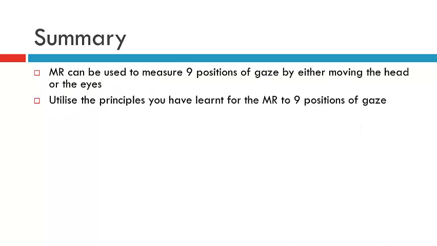So in summary, you can utilise the Maddox rod to assess a patient in 9 positions of gaze. You just need to apply the principles that you learned regarding the Maddox rod in your last semester subject to measuring the patient beyond primary position.